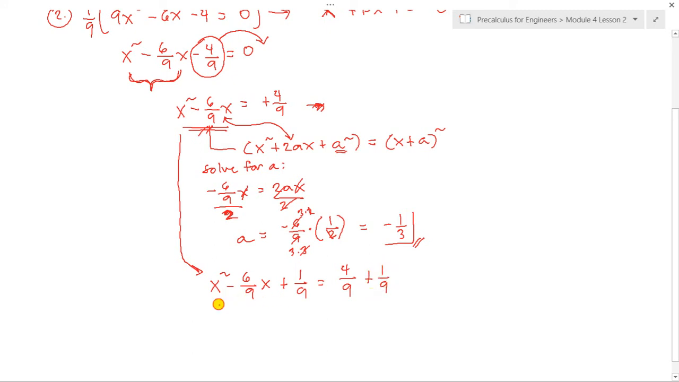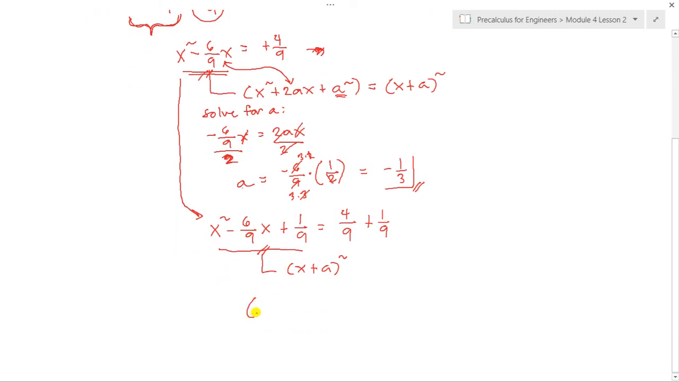And then, we all know this. Kasi diba, perfect square na ito, and this could be of the form x plus a squared. Diba? And then we all know the value of our a. A is equal to negative 1/3. So, therefore, we can rewrite this as x minus 1/3 squared. So, na perfect square naman siya. Then, add these two fractions. So, 4 plus 1 is 5. So, we have here 5 over 9.